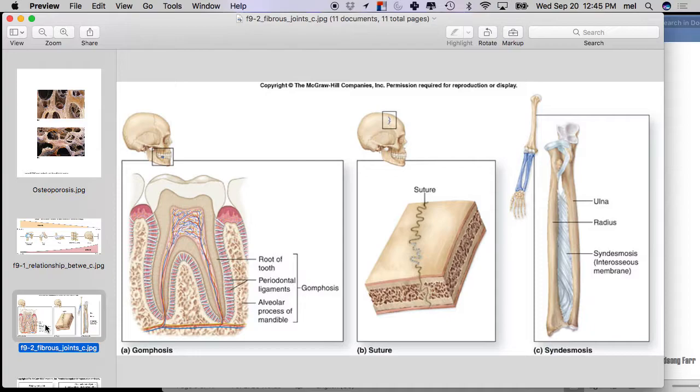And what it does is it holds the radius and the ulna about the same space away from one another. And it's really just a layer of dense, irregular connective tissue between them. So that the radius and the ulna, even if you spin them, stay the same space away from each other. So it's not really very wiggly compared to a cartilaginous joint that we're going to do next.